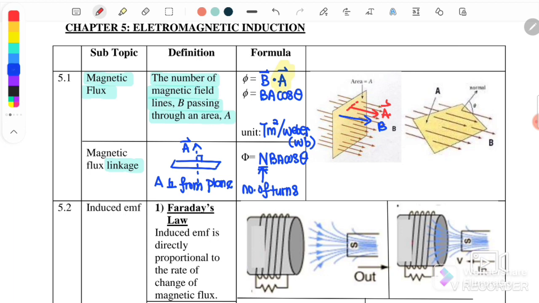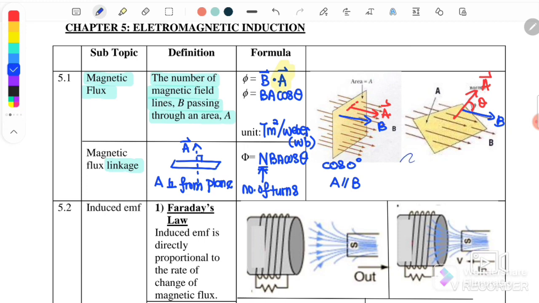Meaning that for the first case, this is cos 0 degrees because A and B are parallel to each other. Next one, let's say this is your B and vector A must come up perpendicular, or normal, to the plane. So this is the angle, theta, between vector A and vector B.